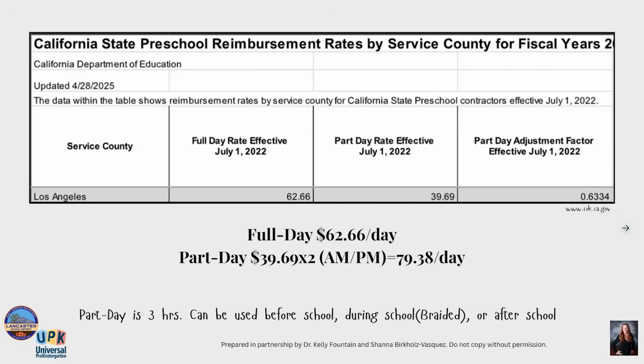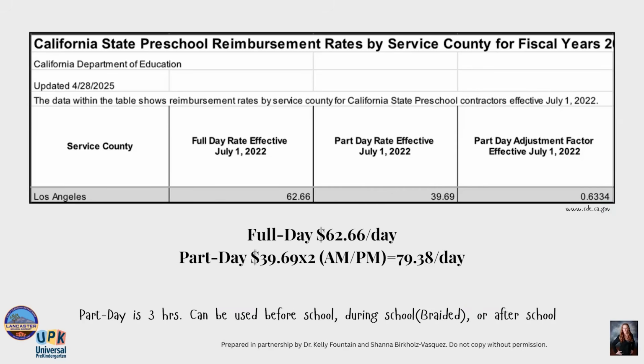So I'm going to shift a little bit to state preschool, because we run a large state preschool contract. State preschool brings in $62 per day for a full day student. And if you have a part day student, it's $39.69 per part day. So 2 part day kids brings in $79 per day, 1 full day, $62.